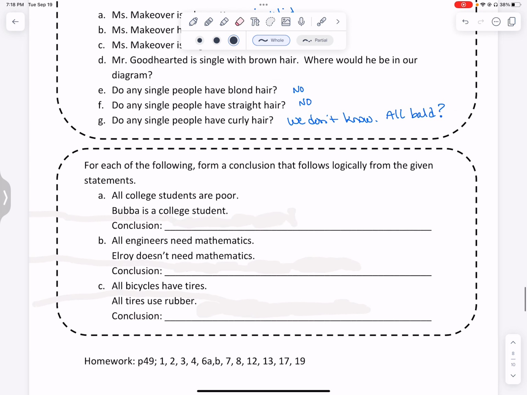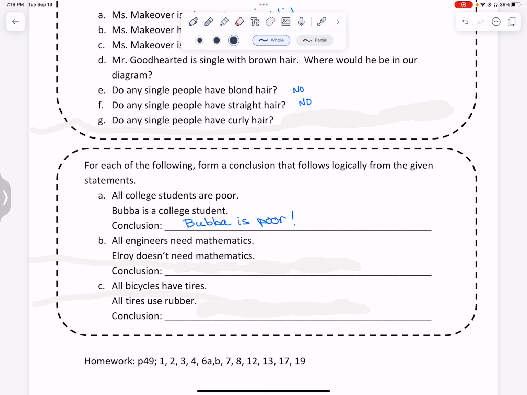So here's another one. For each of the following, form a conclusion. All college students are poor. Bubba is a college student. Okay, so those two are true. We know all college students are poor. Bubba's a college student. What do you know about Bubba? Yep, Bubba's poor. All right.